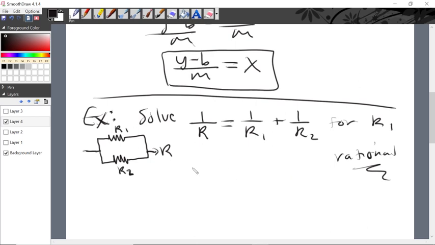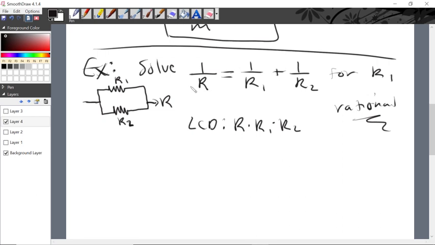The technique that we said we could use before was the LCD. In this case, R1 and R2 could potentially be different quantities than each other. None of them would equal 0, but they could be different values. So the LCD would be the product of the three, R times R1 times R2. And we can use that LCD the same as we did earlier. We multiply both sides of the equation by that LCD, R times R1 times R2.